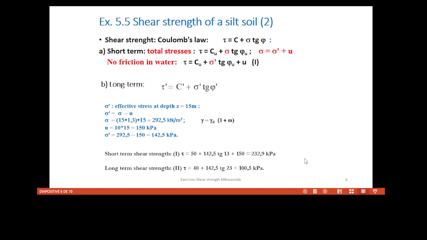So we can simply remark that the shear strength in the long-term case is quite smaller than the one obtained in the short-term case. This corresponds especially to clays having c dash, that means c dash is positive, which corresponds to over-consolidated clays.